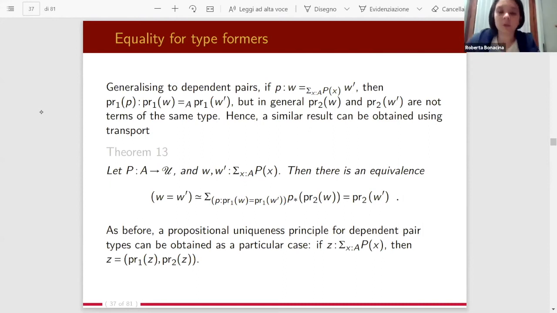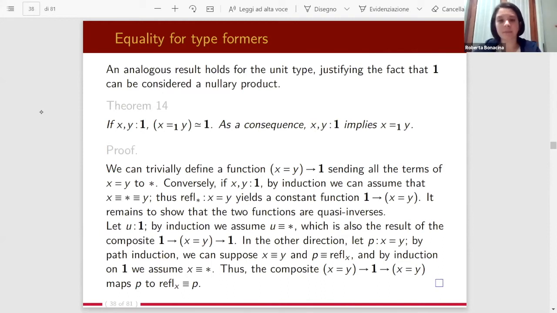We can prove something similar also for the one type, which justifies why it can be called the nullary product. Indeed, we have that if X and Y are terms of type one, then the equality type X equal Y is equivalent to one. And so as a consequence, every two terms of type one are indeed equal.